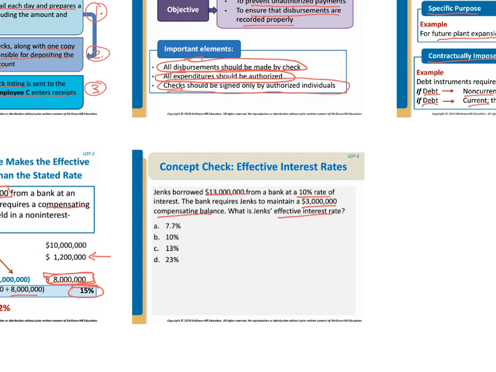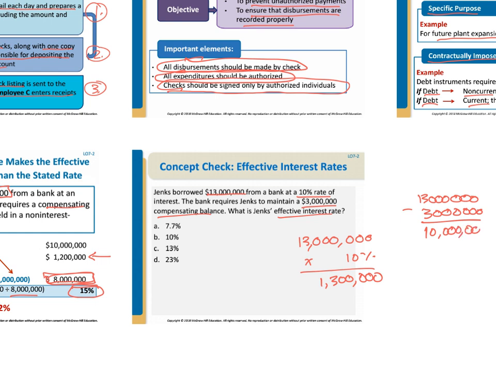Okay, first thing we need to do is calculate the interest based upon the face value of the loan and the stated interest rate. So multiply that out by 10%. This gives us an amount of interest of $1.3 million. Now we need to consider how much we actually have usage of in the loan amount. We have $13 million as a face value, but we only get usage of $10 million because $3 million has to be kept as a compensating balance. So now we're going to take the $1.3 million and divide that by $10 million. And this will become our effective rate of interest, which is 13%.